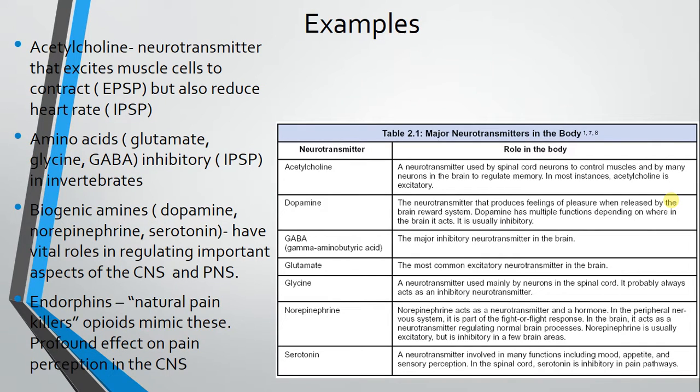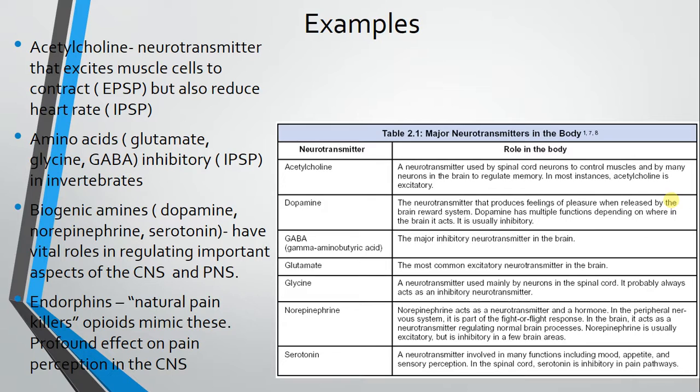So some examples of neurotransmitters: acetylcholine, extremely important. It's a neurotransmitter that excites muscle cells. So it's your skeletal muscle cells, all your motor neurons contract because of their excitatory role, but acetylcholine can actually have an inhibitory role by reducing heart rate.